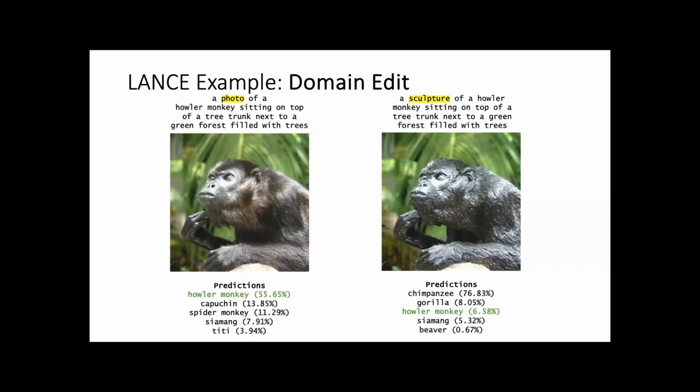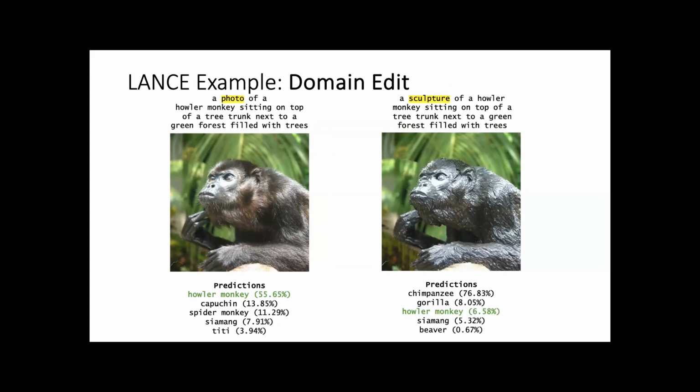And here's the last one I'll show, which is a domain edit. Here we're changing it from a photo of this particular type of monkey to a sculpture. Again, all of these are not predefined. These are being sampled from the language model, so we can generate lots and lots of them, and then we can surface the ones that affected the most change to manually look at.